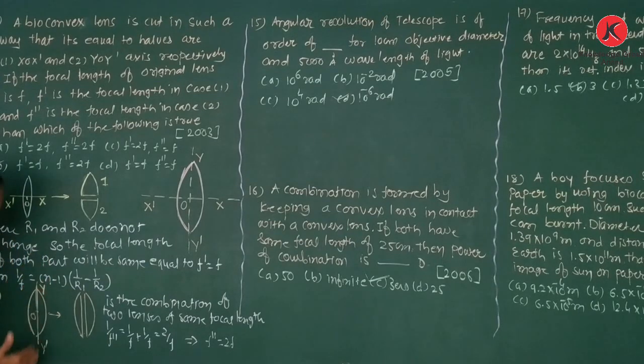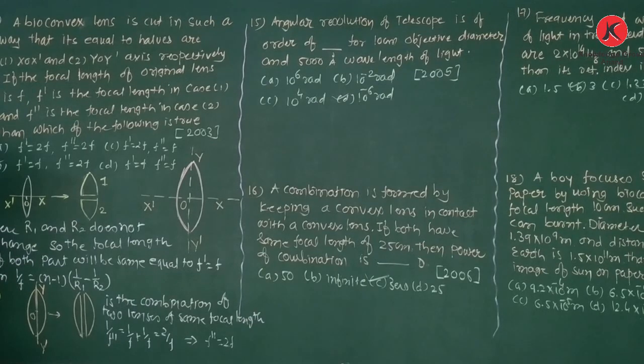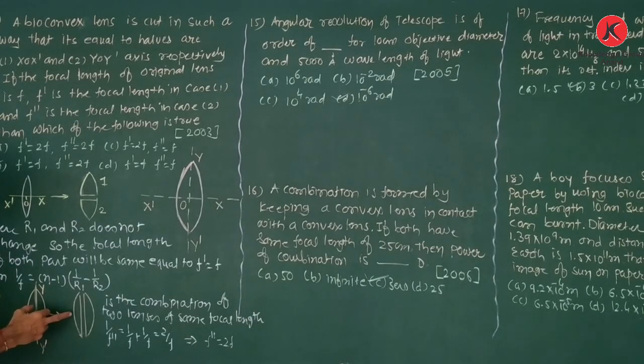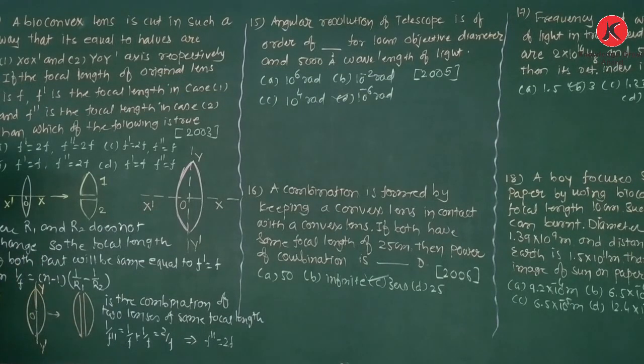Now, as we divide this lens according to the vertical axis, the resultant part becomes like this way. So here both parts are very close to each other. Therefore, they act as a combination of two plano convex lens. Here the focal length of both is same, that is f. Therefore, 1 upon f double dash is equal to 1 upon f plus 1 upon f. Therefore, 2 upon f.